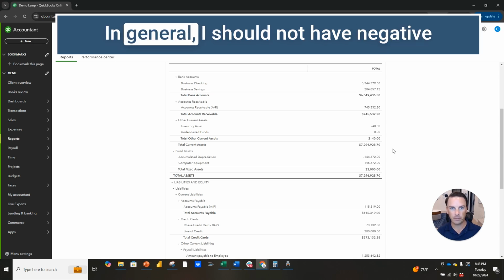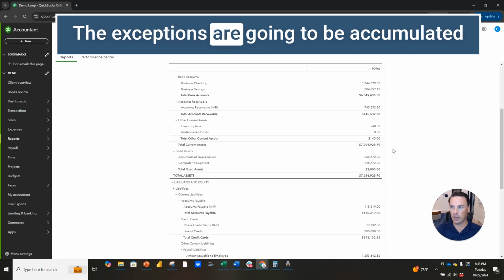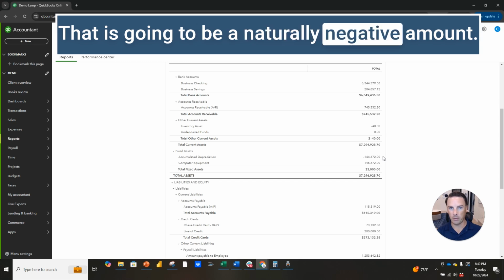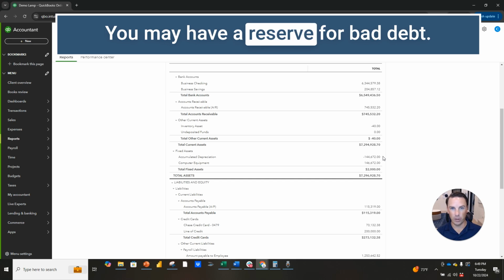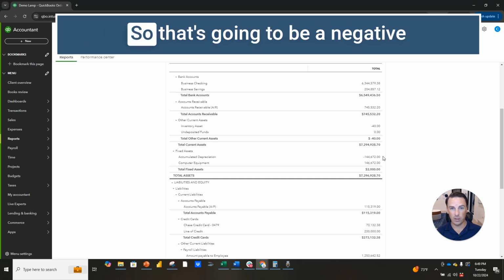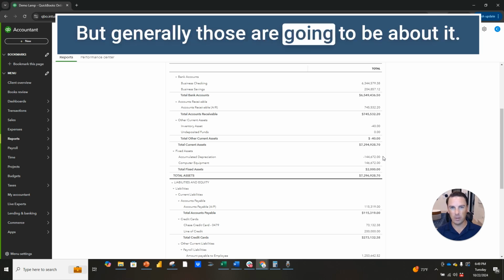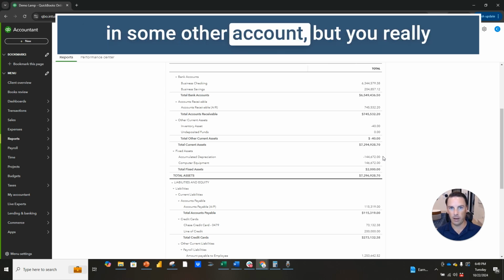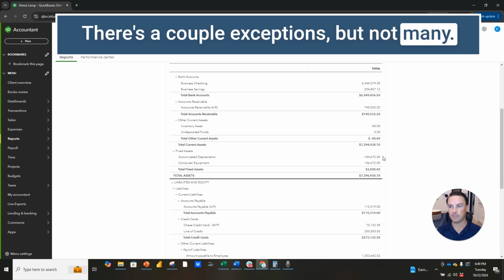In general, I should not have negative amounts on my balance sheet. The exceptions are going to be accumulated depreciation, which you see right here. That is naturally a negative amount. It reduces your assets. You may have a reserve for bad debt, which is essentially a negative account receivable. But generally, those are going to be about it. You may have owner's draws on your balance sheet, or those may be combined in some other account, but you really shouldn't have negative amounts. There's a couple of exceptions, but not many.